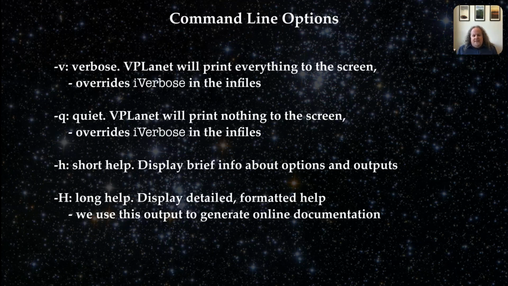The lowercase -h option is the short help, which prints one-line descriptions of each option and output. On the other hand, the -H option is the long help, which displays a detailed and formatted description of the options and outputs. We use the -H option to generate the online documentation.